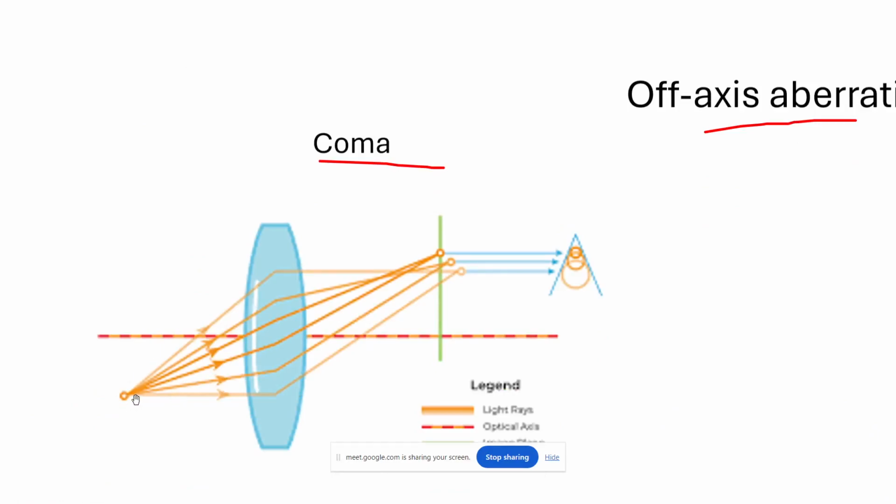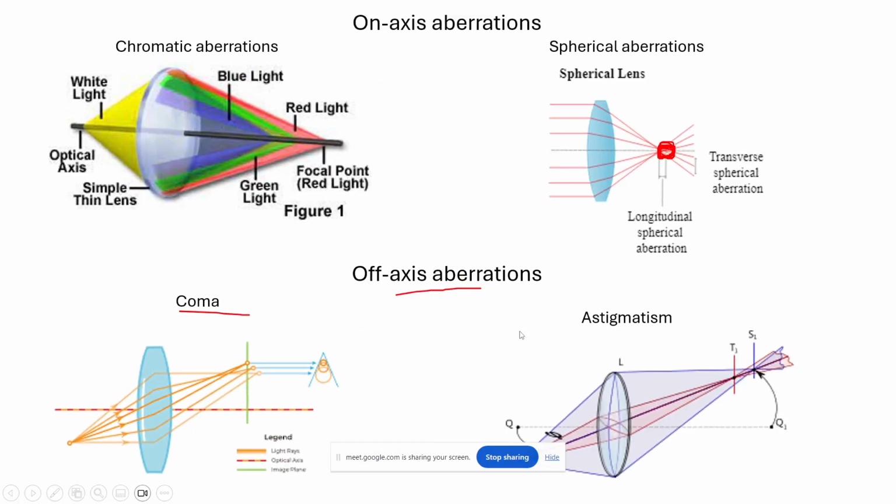So in this coma aberration, the non-axial points, like this point, will get elongated and form a comet shape. This point will first get diffracted. All these rays will get diffracted from the lens and focus at different points, and as a result it forms a comet shape. So this is the coma aberration.